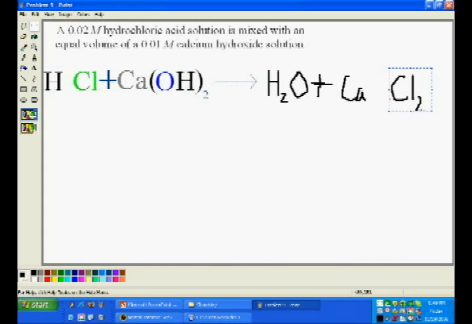Now, which ions stay the same on both sides? Chlorine here doesn't move, so I'll just get rid of them. It's gone. And I'll draw the charges on here. Hydrogen plus, Ca2 plus, and that is the reaction. Ta-da!